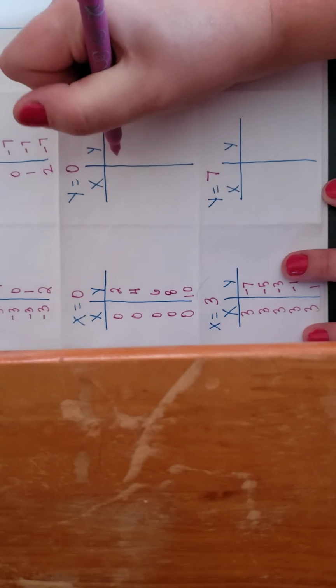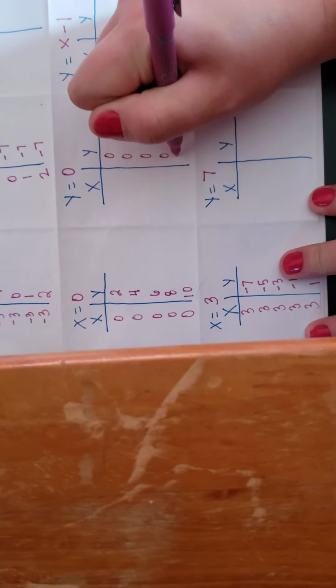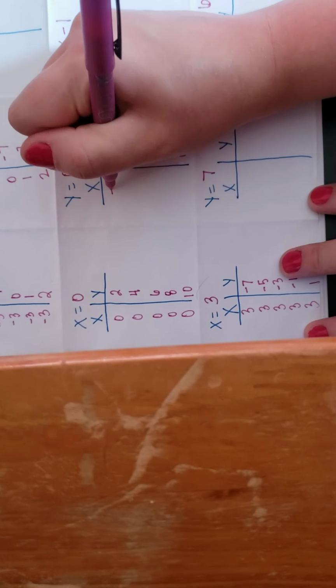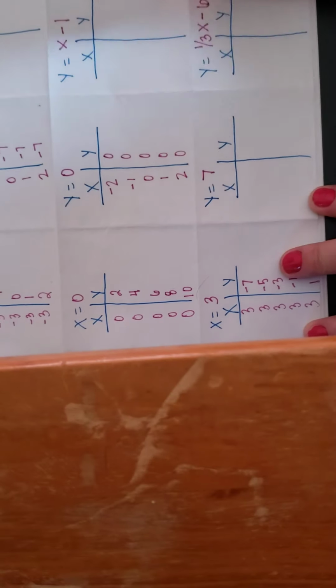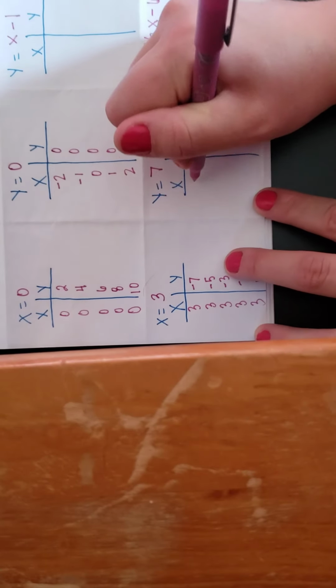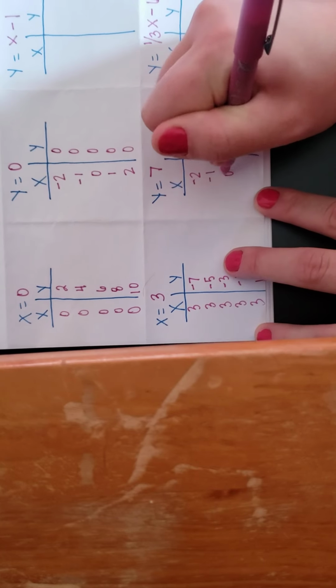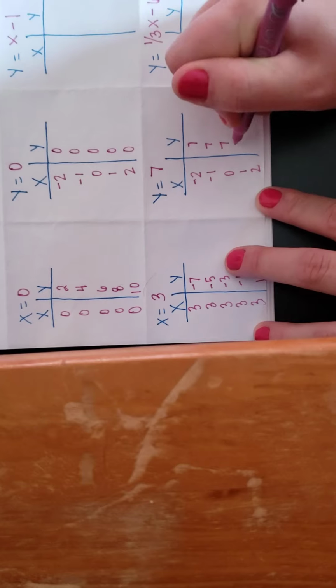So again, for the next one, since y is always 0, we're going to have 5 zeros on this one. You can pick whatever x values you want, but like I said, I almost always do -2, -1, 0, 1, and 2. And for the last one, we're going to do the same thing, except for now your y values are +7.